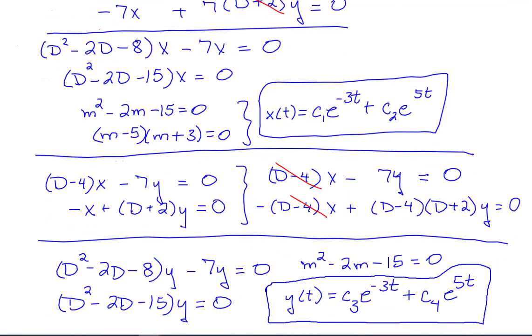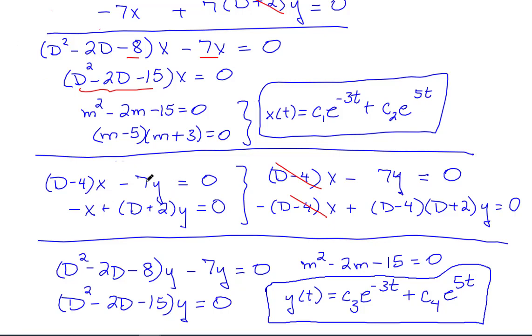If I group together this minus 8x, this piece, with this piece, I get a minus 15x. This piece now is my constant coefficient, second order, and so I get m squared minus 2m minus 15 with two roots of 5 and minus 3. They are distinct roots, and so we get the solution for x of t.